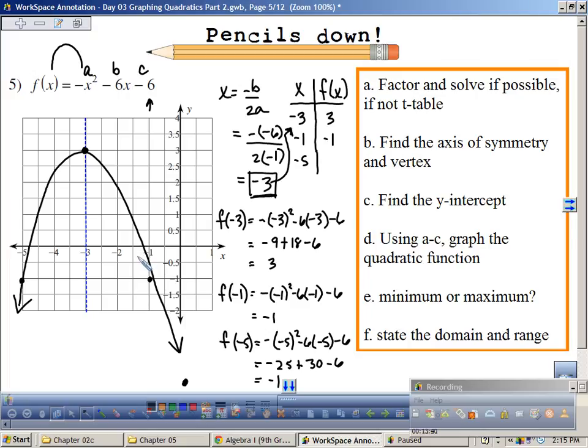I'm not asking you to do it. Somebody freaked out on me last period, and they're like, oh, don't make us do the quadratic formula too. And I'm like, no, I'm just trying to say that's where you would get those roots.